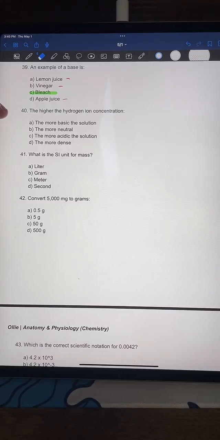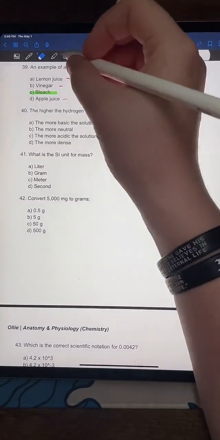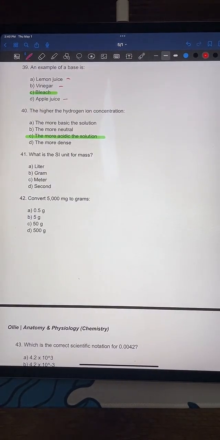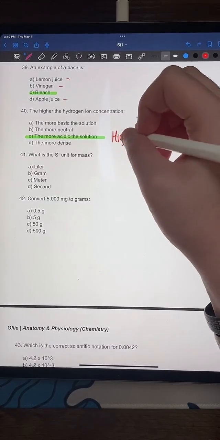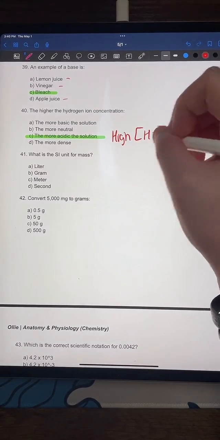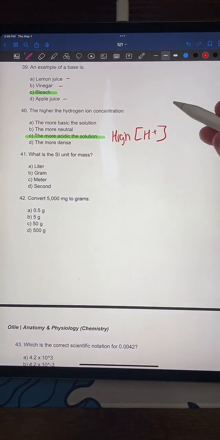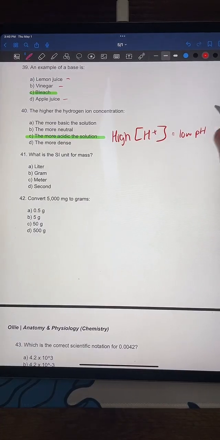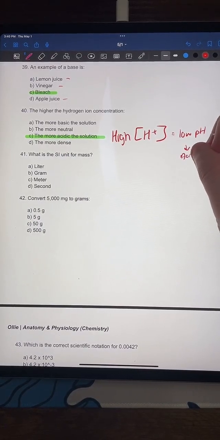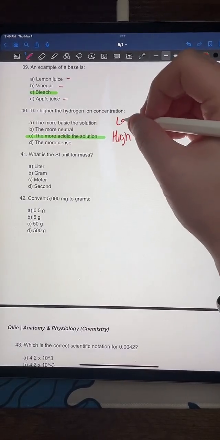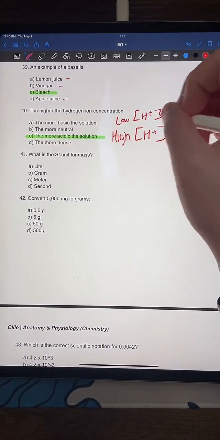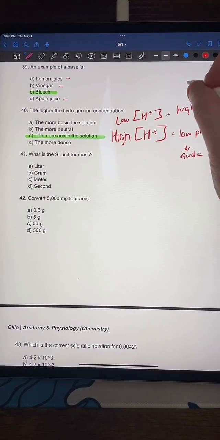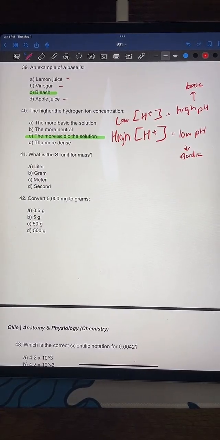But number 4, the higher the hydrogen ion concentration, the answer is C, the more acidic the solution is. So a high hydrogen concentration, brackets mean concentration, means a low pH, which means it is acidic. And the opposite: a low hydrogen concentration gives a high pH, meaning it's basic.